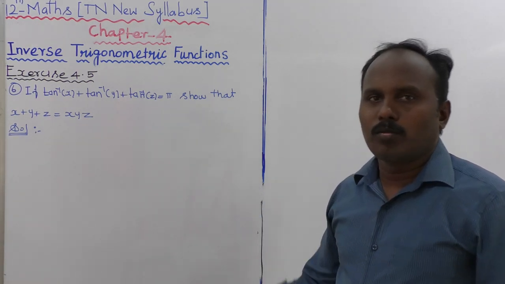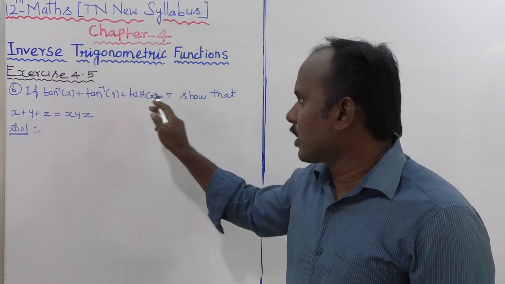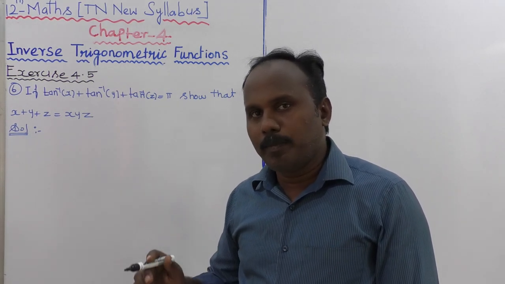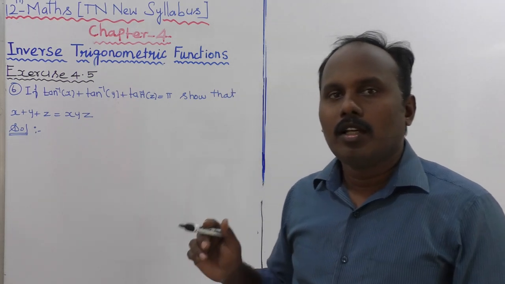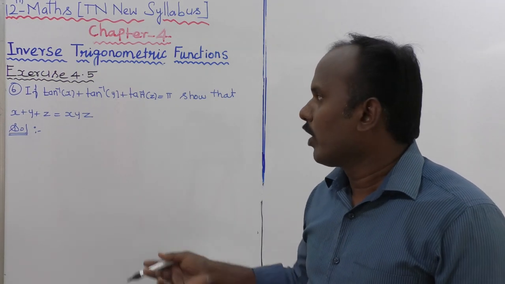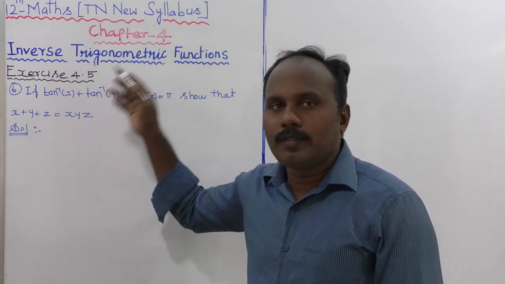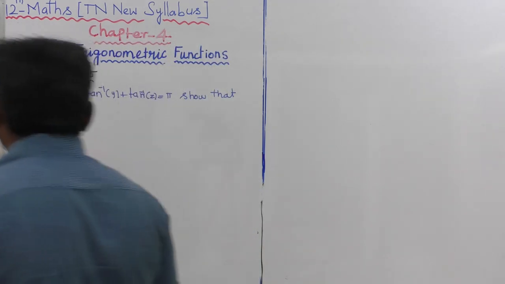Before discussing this sum, there is the fifth sum: tan inverse of x plus tan inverse of y plus tan inverse of z is equal to tan inverse of (x plus y plus z minus xyz) whole divided by (1 minus xy minus yz minus zx). That is the proof. Since we have already proved that result, we can use the fifth sum's result directly for the answer. So all the sums after this are very easy.